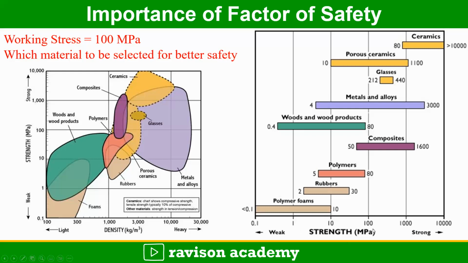We can select some of the composites, and we can select some of the metals and alloys, and we can select all the glasses and all the ceramics. But we cannot select polymers, rubbers and foams because they fall below the limit. So they are treated as weaker materials. Even if you select them, the part will fail and cause accidents.